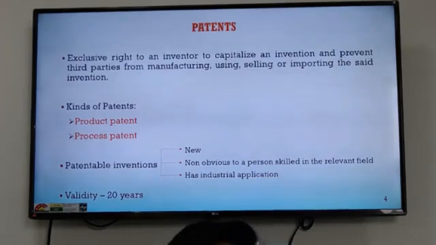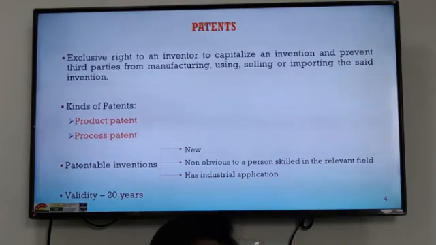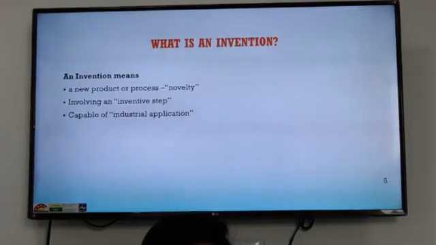By understanding the three heads that we as lawyers apply to scientific inventions to understand if they are patentable or not. So the invention needs to be new, non-obvious to a person skilled in the relevant field, and it should have industrial application. So what do these three concepts mean? I'm going to spend a little time on each of them.